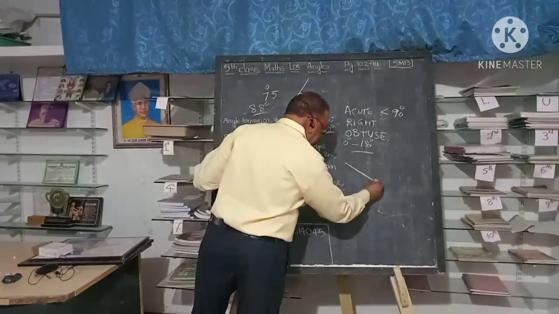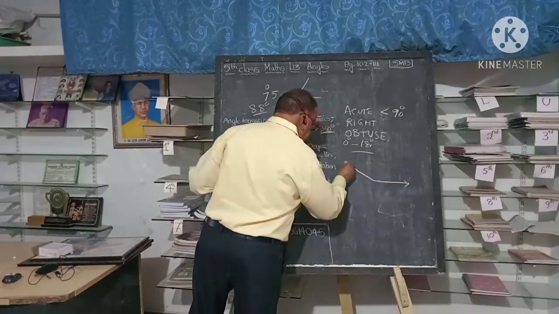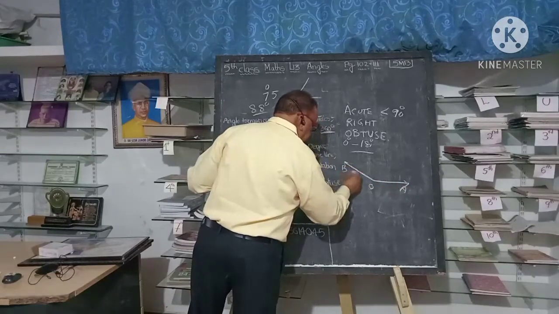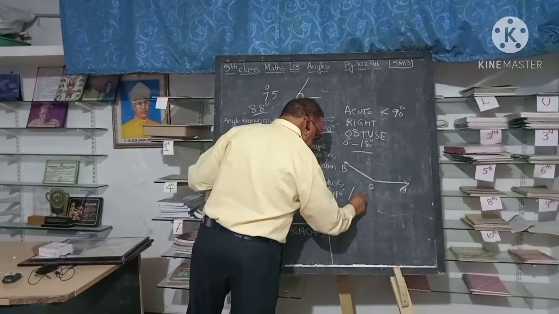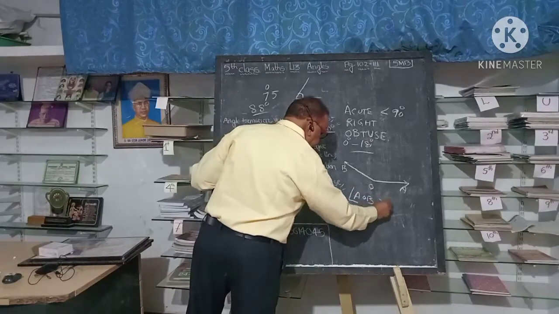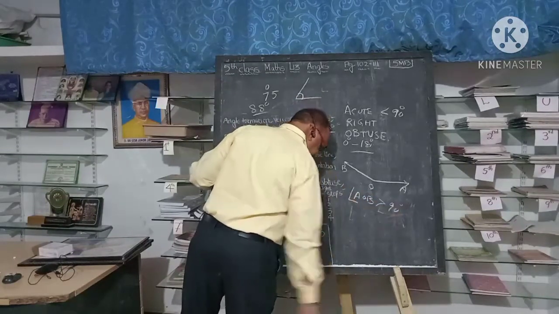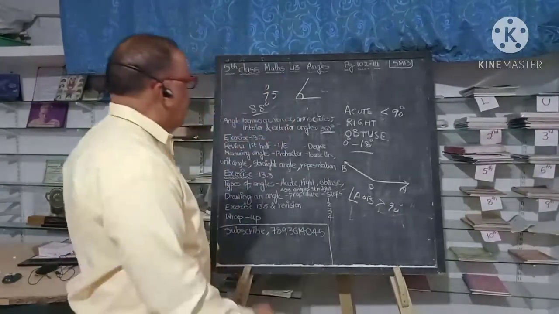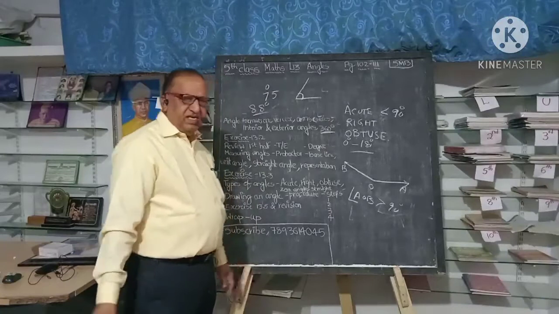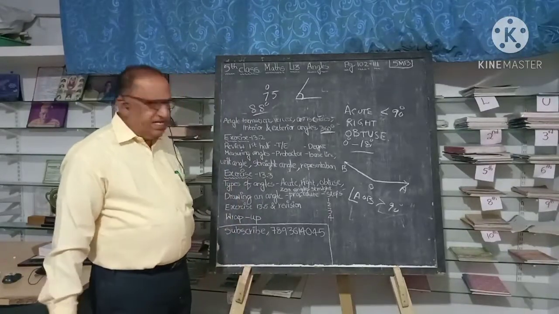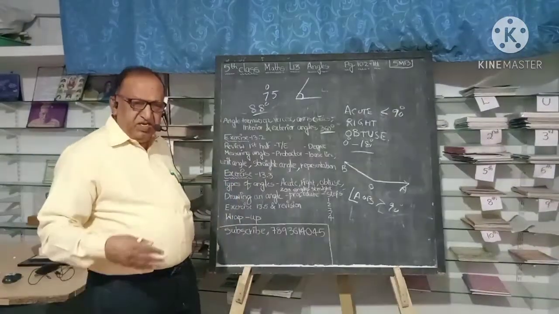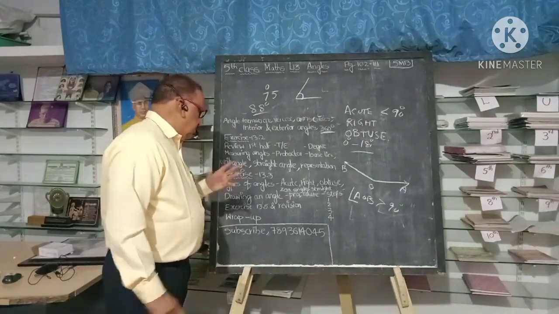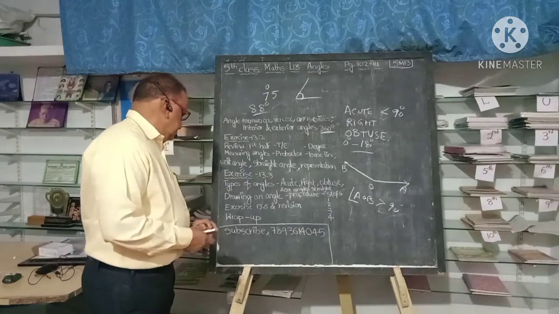Suppose you have a line like that and there is another line like this. This is OAB. So angle AOB is more than 90 degrees. So this is called an obtuse angle. If the angle is less than 90 degrees we call it an acute angle, if it is equal to 90 we call it a right angle, and if it is more than 90 then we call it an obtuse angle. So I told you about the angle, zero angle, straight angle.